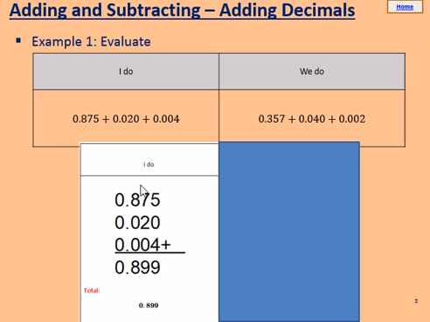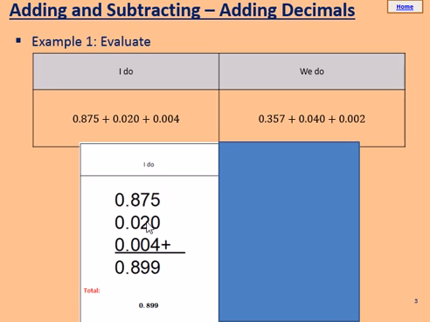So in your column, write your 3 decimals: 0.875, 0.020 and 0.004, and we're going to add these together. Start in the far right column, and we've got 5, we've got 0 and we've got 4. 5 add 0 makes 5, add 4 makes 9.